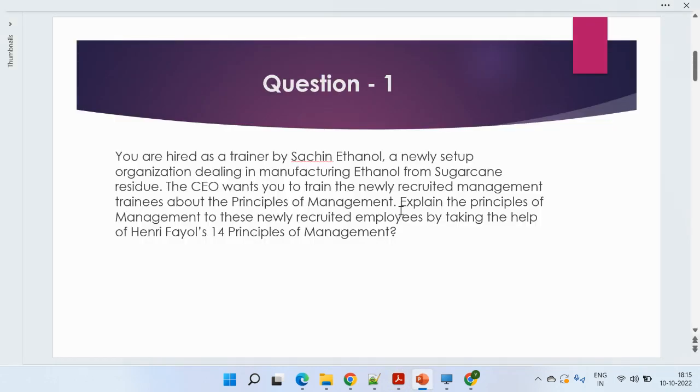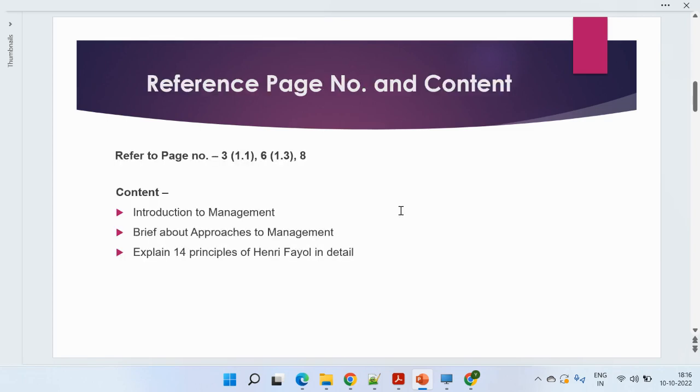You are hired as a trainer by Sachin Ethanol, a new startup organization dealing in manufacturing ethanol from sugarcane residue. The CEO wants you to train the newly recruited management trainees about the principles of management. Explain the principles of management to these newly recruited employees by taking the help of Henri Fayol's 14 principles of management. So the question seems to be very straightforward, where we need to write about the principles of management, and definitely we are talking about the 14 principles of management given by Henri Fayol. So let's see what page numbers to be referred from the book and what content to be written.